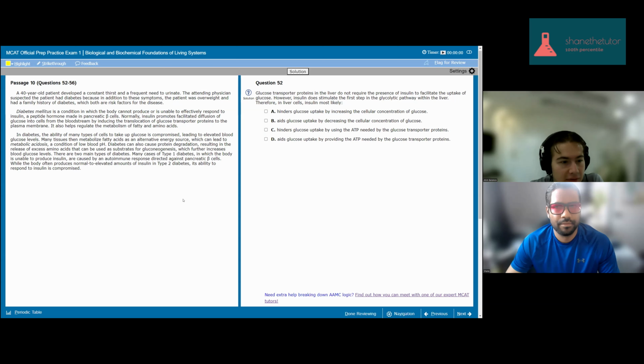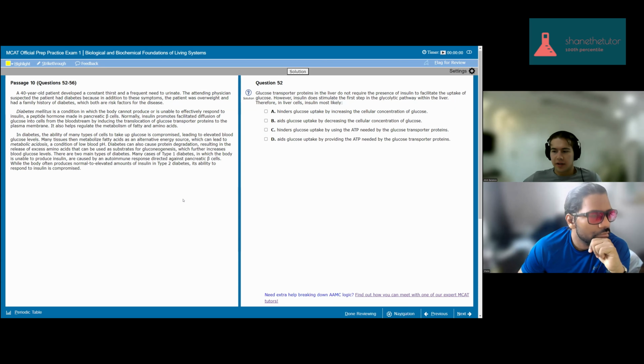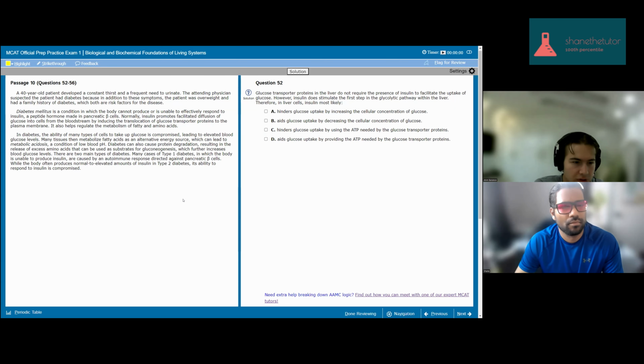Normally, insulin promotes facilitated diffusion of glucose into cells from the bloodstream by inducing the translocation of glucose transporter proteins to the plasma membrane. It also helps to regulate the metabolism of fatty and amino acids. In diabetes, the ability of many types of cells to take up glucose is compromised, leading to elevated blood glucose levels. Many tissues then metabolize fatty acids as an alternative energy source, which can lead to metabolic acidosis, a condition of low blood pH. Diabetes can cause protein degradation, resulting in the release of excess amino acids that can be used as substrates for gluconeogenesis, which further increases blood glucose levels.